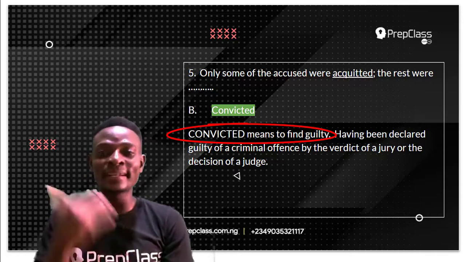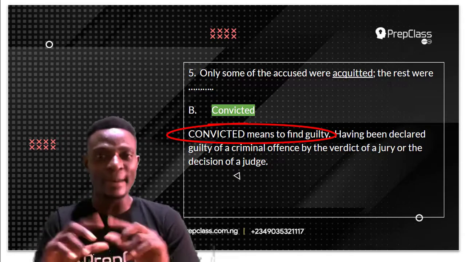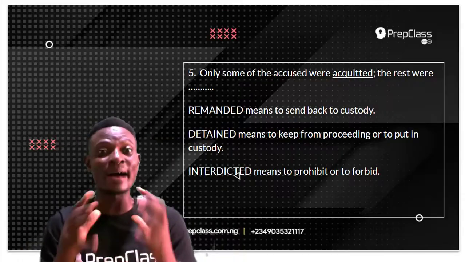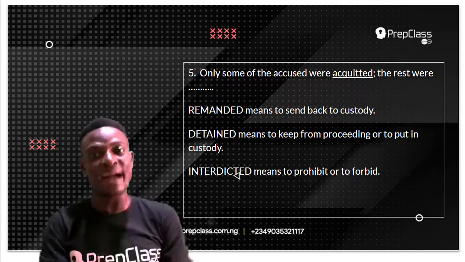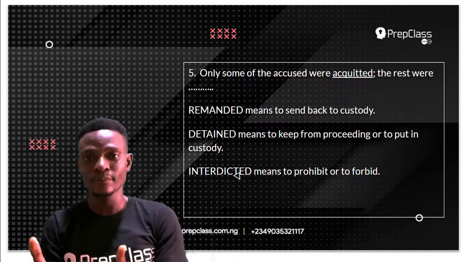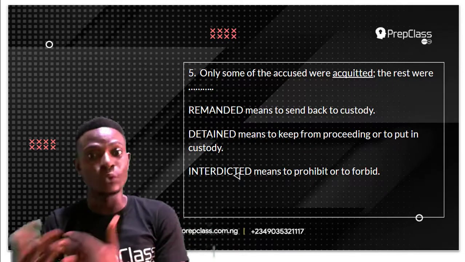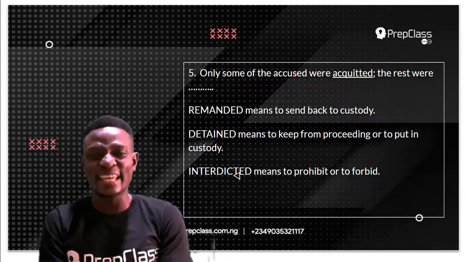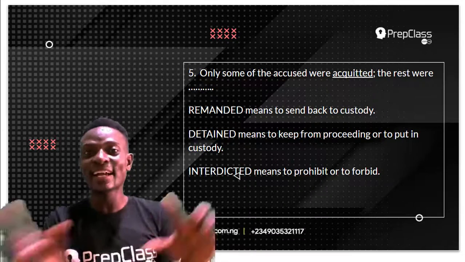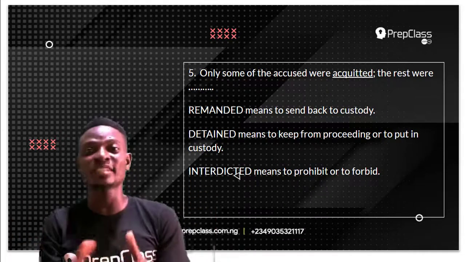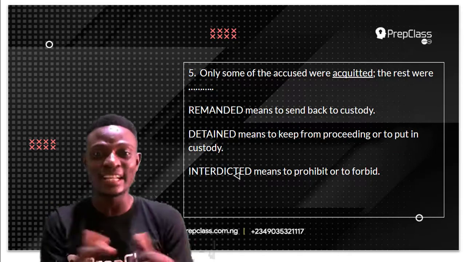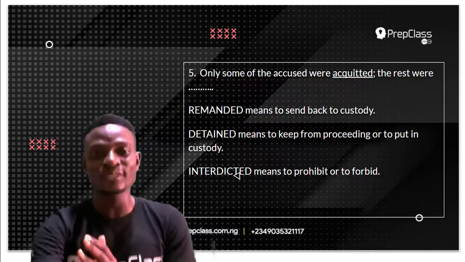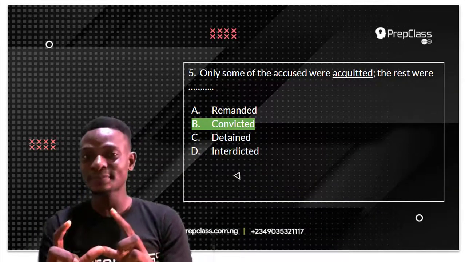Convicted means having been declared guilty of a criminal offense by the verdict of the jury or the decision of a judge. Now, it is not remanded, because remanded means to be sent back to custody. Now, this is not the opposite of acquitted. It is not detained, because detained means to keep from proceeding or to put in custody. Now, this is not the opposite of acquitted. It is not interdicted, because interdicted means to prohibit or to forbid. The answer to this question is convicted.